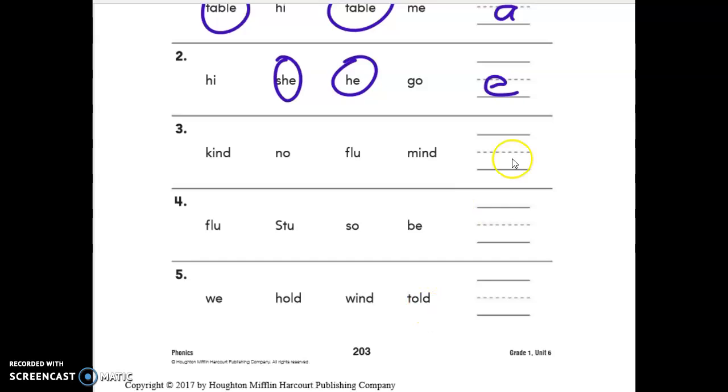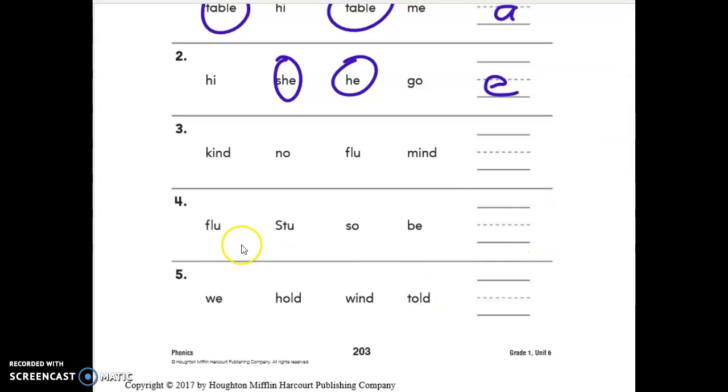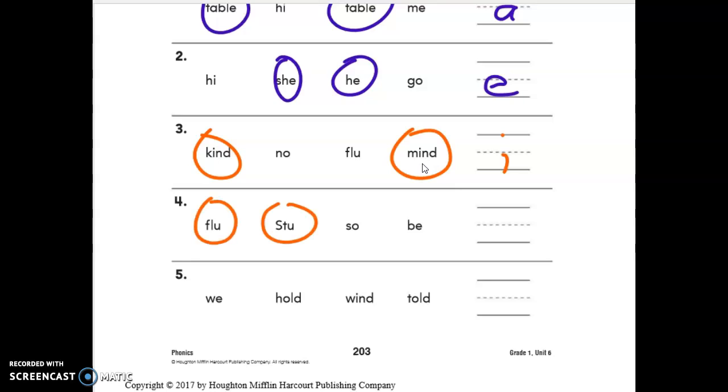All right, let's see if you are correct with your answers. What are the 2 rhyming words for number 3? Did you get kind, mind? They both have the long I sound. Number 4, flew, stew. They both have the oo sound. And number 5, hold, told. They both have old, the long O sound in the middle.